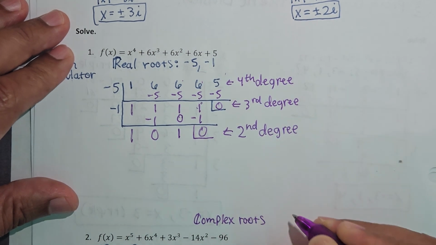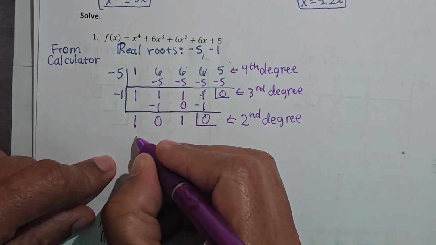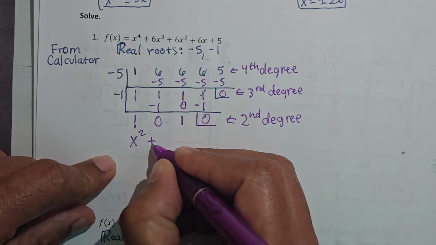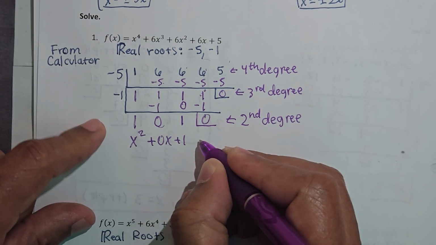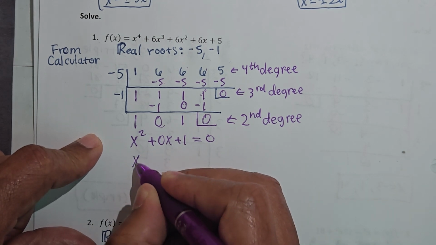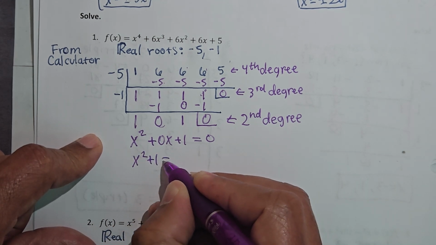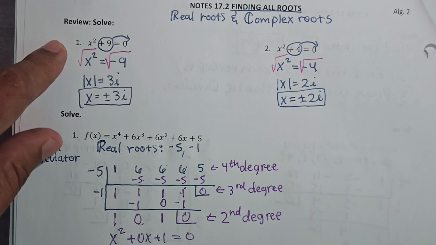Notice that this is the x squared, because that's the first term, and this is the linear 0x, and then plus 1. So then we set this equal to 0. This just simplifies to x squared plus 1 equals 0. So now what I'm going to do is what I did with these two examples.